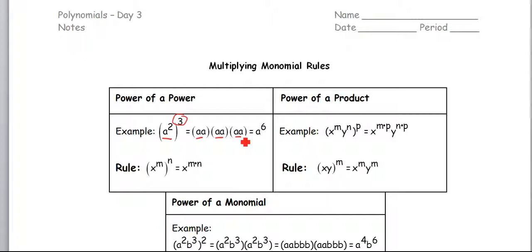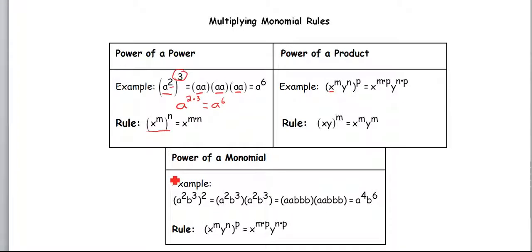Well, the easy way to do this is if you have a power as a base and it's raised to the power out here, you multiply these two numbers together, the two exponents. So we could say it's a to the power of 2 times 3, which is a to the 6th. Okay? And that's what this rule says. If you have a power inside the parentheses, raised to a power outside the parentheses, you simply multiply those two together.